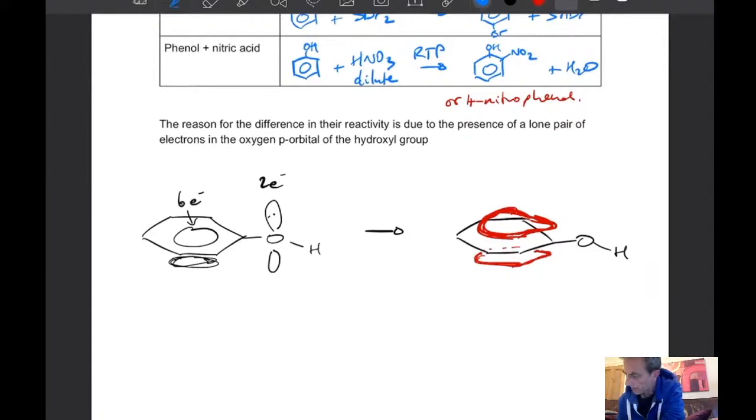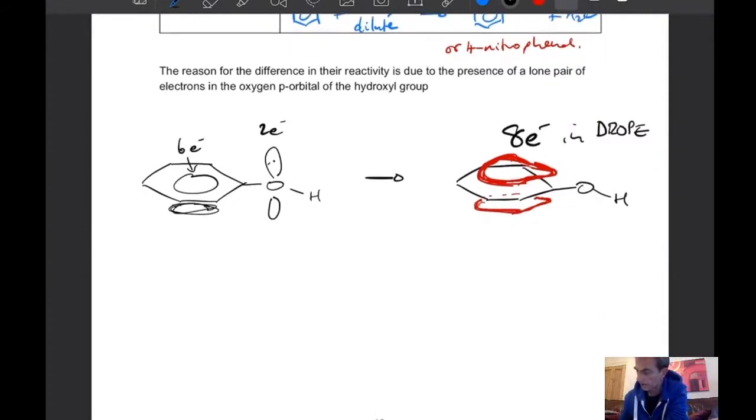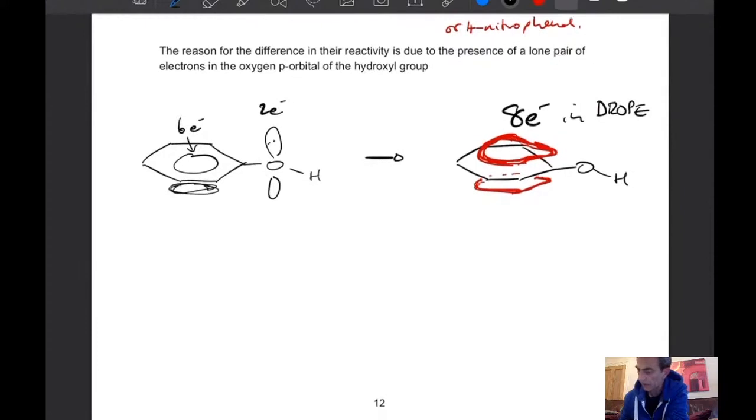So what's happened is we've increased the number of electrons in the delocalized ring of pi electrons. It's now 8. So we've got 8 electrons in. So that's how you can draw it as a diagram, which is perfectly fine.